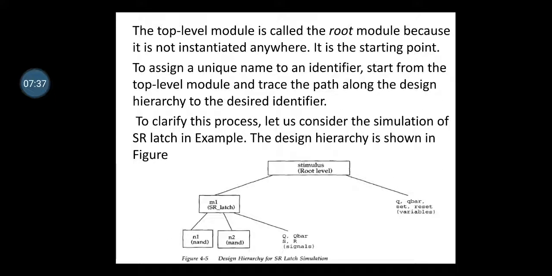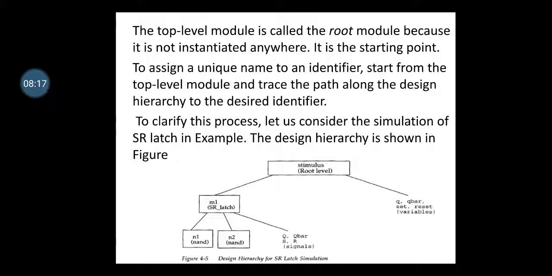So the top level module is called the root module. The maximum complex functional design that you have done is called the root module, and it is not instantiated anywhere. It is called the root module because it is the last product you have developed, the maximum functional design you have produced, and it is not instantiated by anybody. That module is called the top module or the root module, and therefore it is the starting point of the hierarchical name.